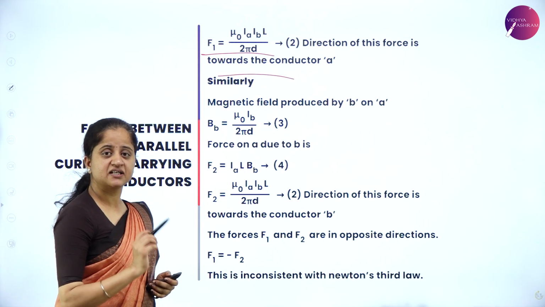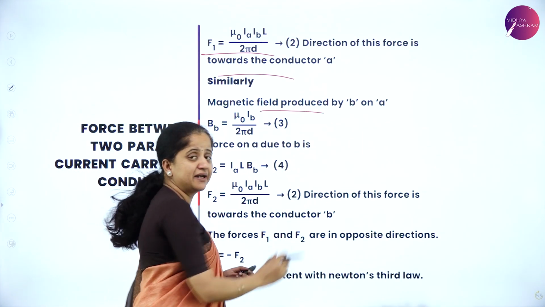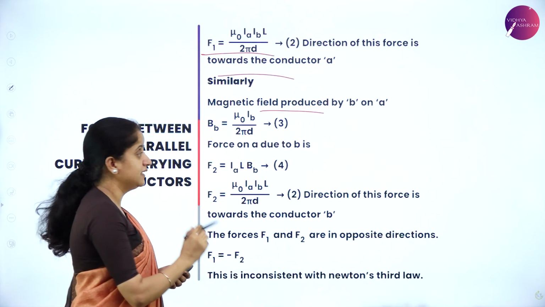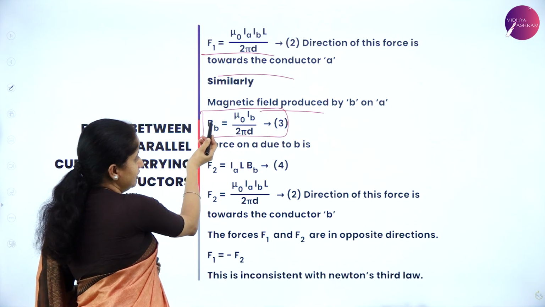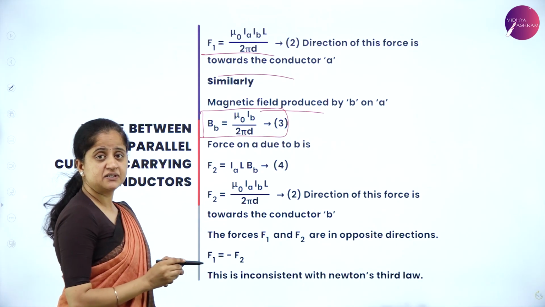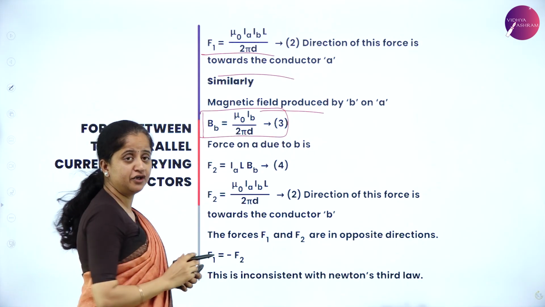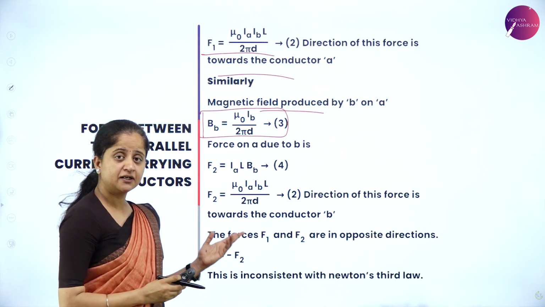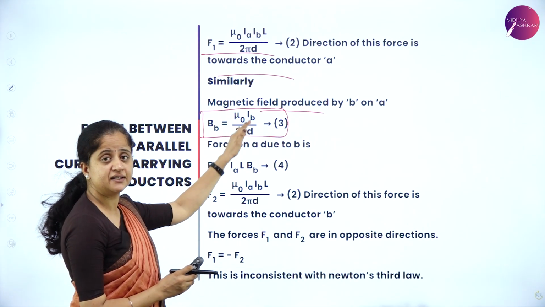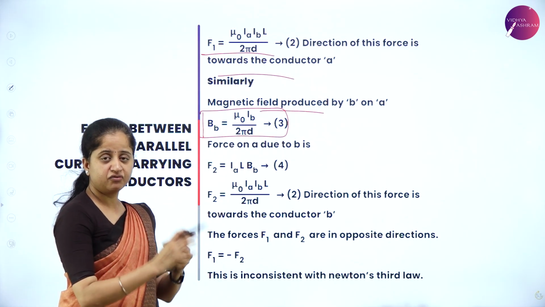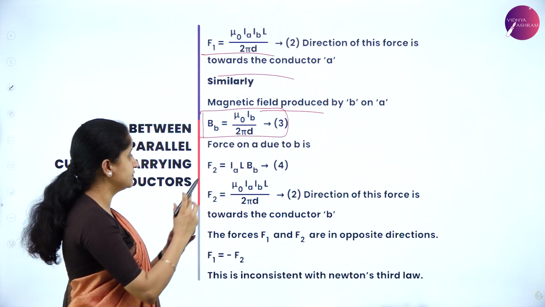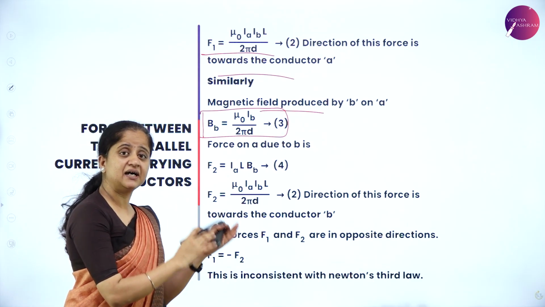Similarly, let us find the expression for the magnetic field produced by the conductor B on A. That can be written as B suffix B, that is the magnetic field produced by B on A, which is nothing but mu naught IB divided by 2 pi d. Since it is about the conductor B, we have to take the current in the conductor B. And that is my equation 3.